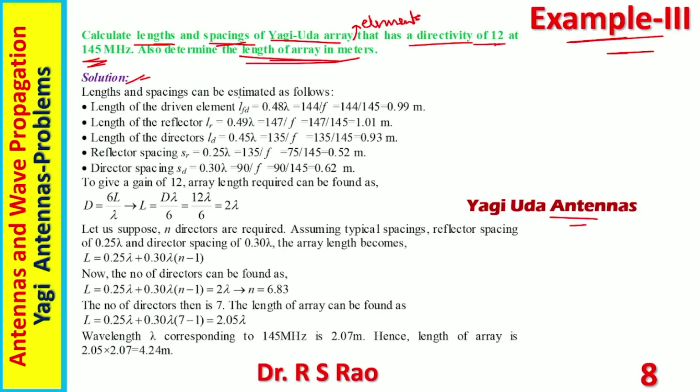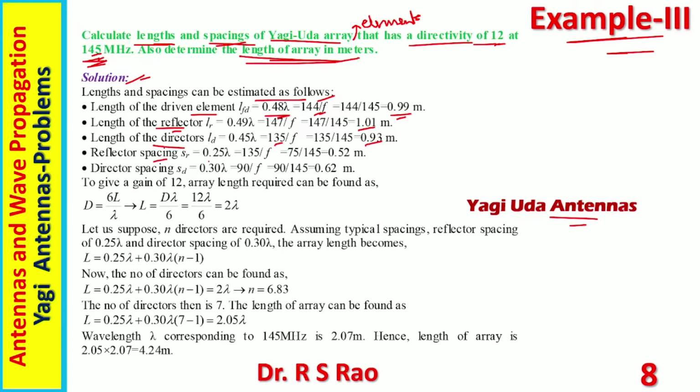Solution. Lengths and spacings can be estimated using the formulas. Length of driven element is 0.48 lambda. It is 144 over F frequency. Frequency is given 145. It turns out to be 0.99 meters. Similarly, length of reflector. It is 0.49 lambda equal to 147 over frequency. It turns out to be 1.01 meters. Length of directors. They are 0.45 lambda equal to 135 over frequency equal to 0.93 meters.